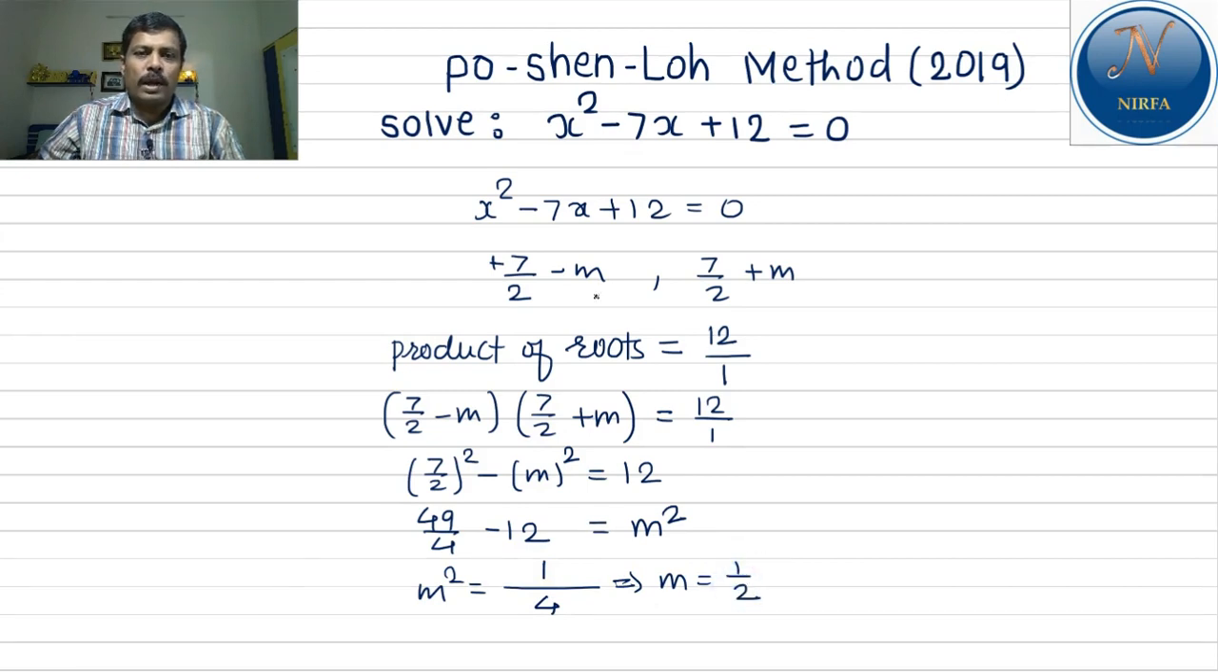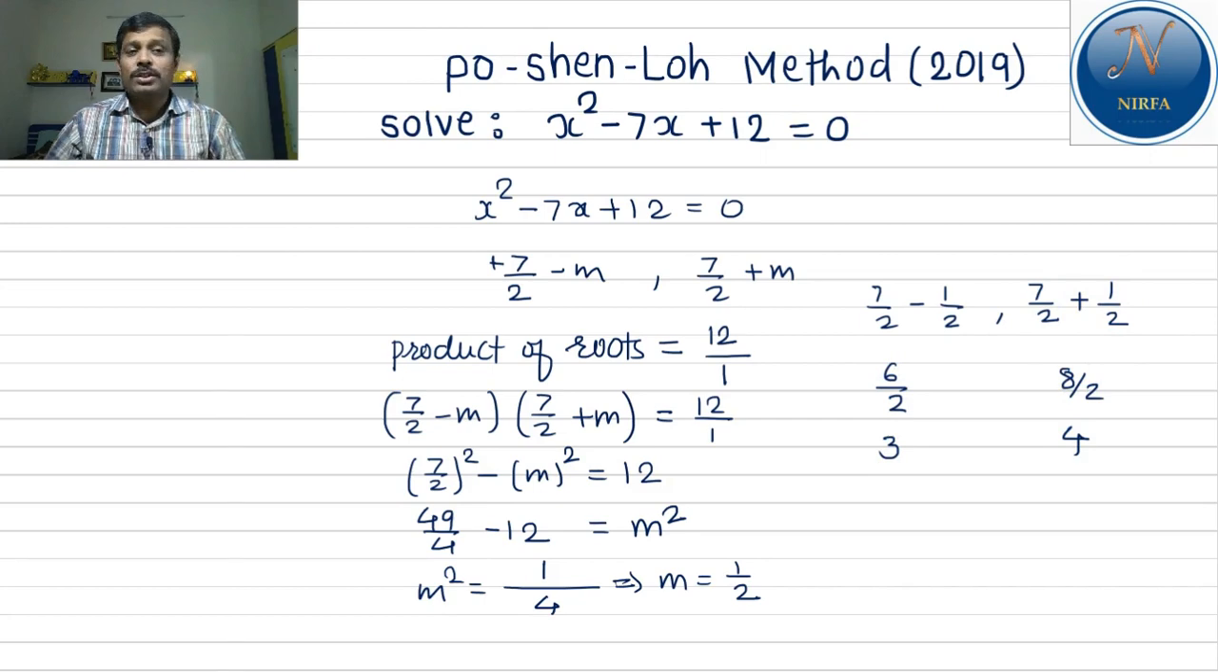Now you put this value in your roots. So your first root is 7 by 2 minus the value of m, which is 1 by 2, and your second root is 7 by 2 plus the value of m, which is 1 by 2. So it is 6 by 2, that is 3, and it is 8 by 2, that is 4. It is also a very simple way to solve quadratic equations.